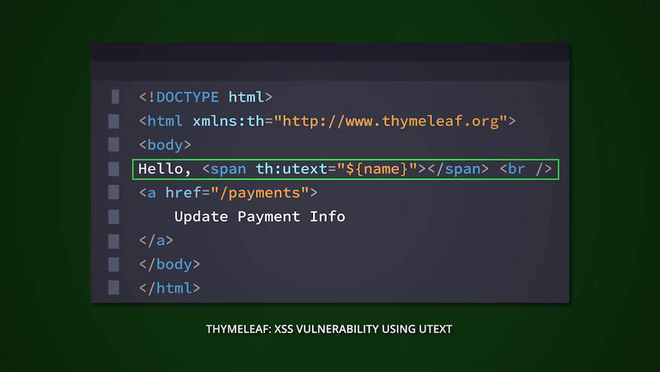Line number 4 of this Thymeleaf code snippet prints the value of the name variable using utext, which is short for unescaped text. The utext attribute instructs Thymeleaf to display the value of the name variable as is, without any escaping or encoding. As a result, an attacker could inject special HTML and JavaScript characters into the name field that, when included, will execute in the victim's browser.